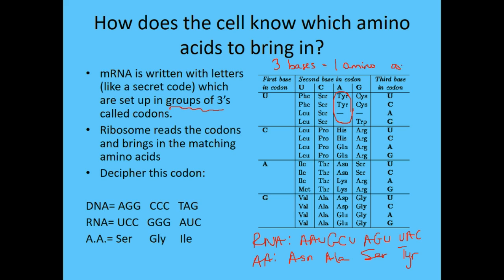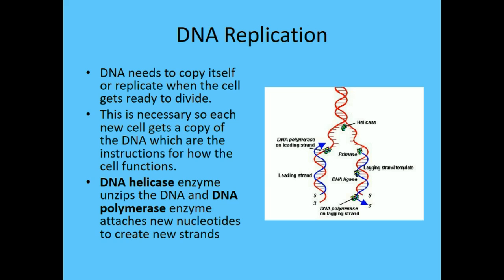Okay, and that's what the codon chart shows you: for the 3 bases, what 1 amino acid does that equal? Alright, so that is protein synthesis, and that's very important, but it's also very important that DNA be able to copy itself, particularly when the cell gets ready to copy. And the whole process of DNA replication is when DNA copies itself.